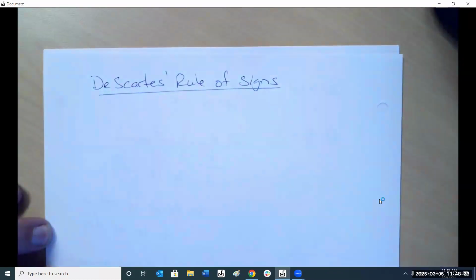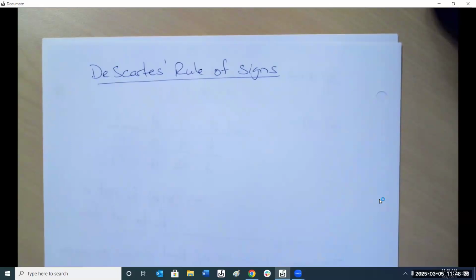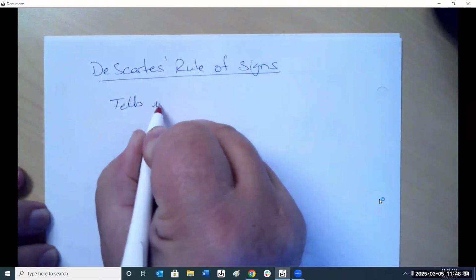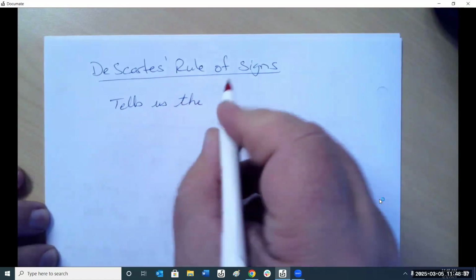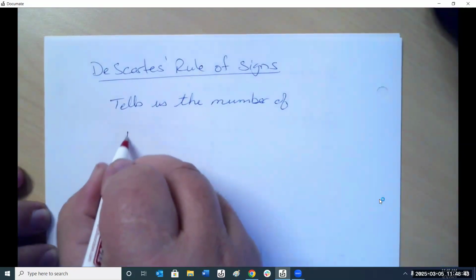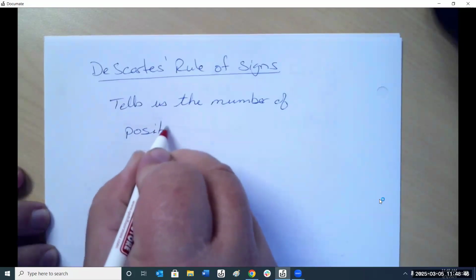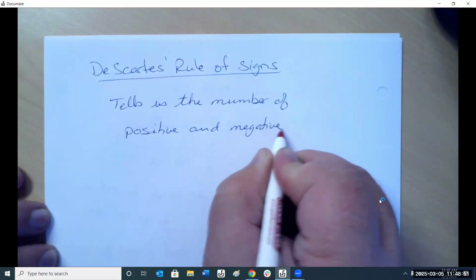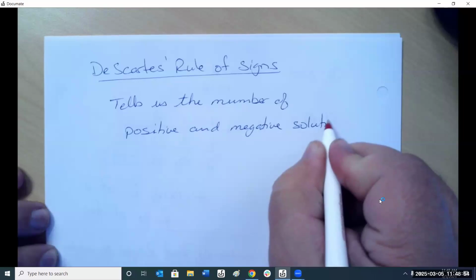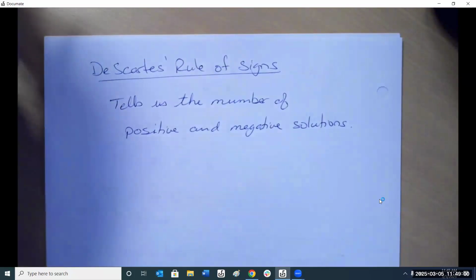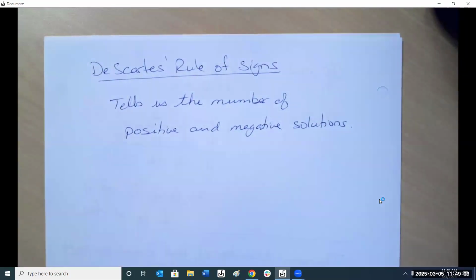What does Descartes' rule of signs tell us? Do you remember that from algebra? It tells us the number of positive and negative solutions. Let me look for an example here. Well, I could do those using what we just talked about.